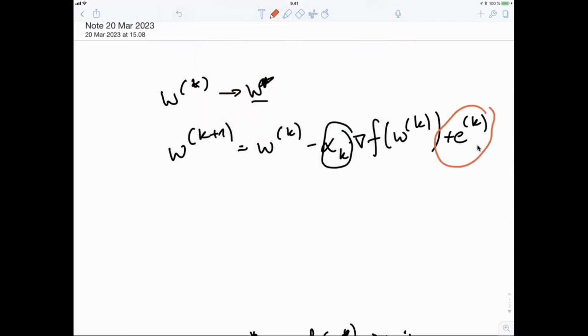Is it just me as a professor, as a teacher, who wants to make gradient descent more interesting? So just for fun, I add a perturbation term. Why could this be a useful model in practice? What could this perturbation term represent? Any ideas?